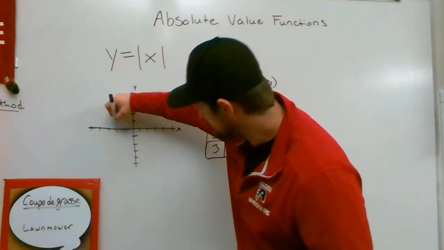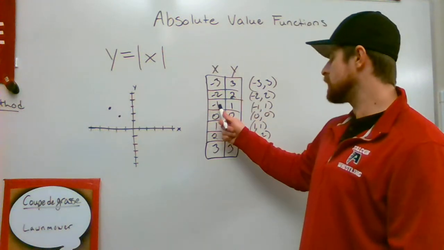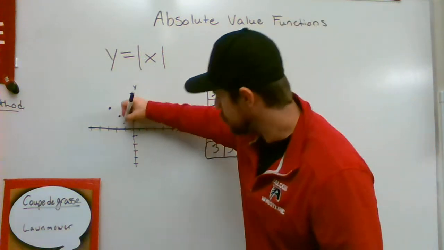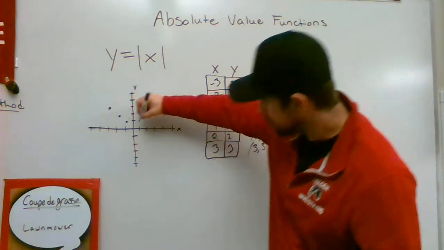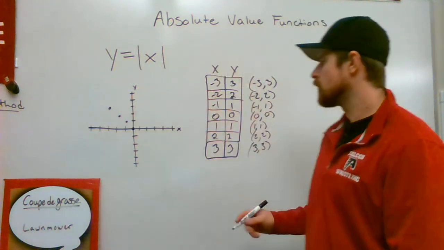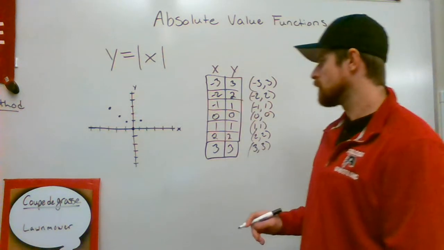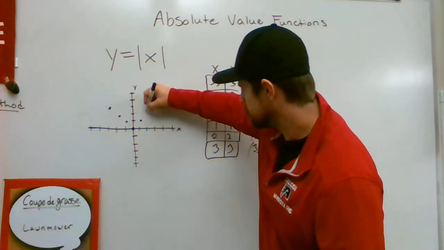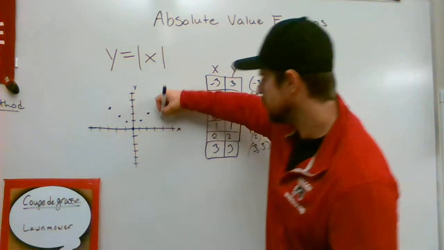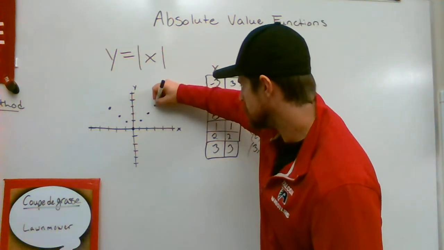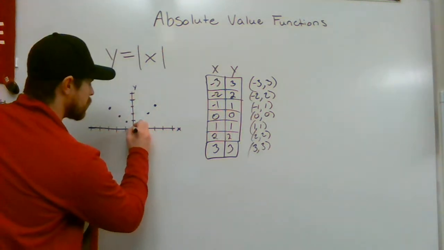-2, 2. Going to be right there. -1, 1. Back 1, up 1. 0, 0, the origin. 1, 1. 2, 2. 3, 3. And just like that, we have our graph. I'll step to the side over here to make these lines.